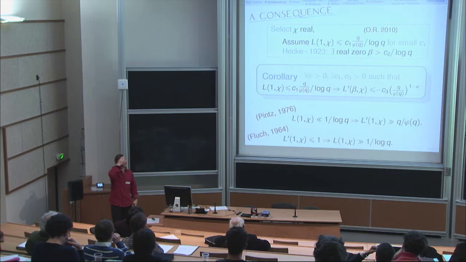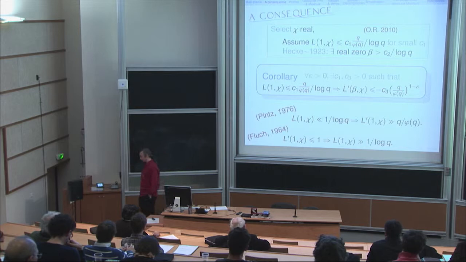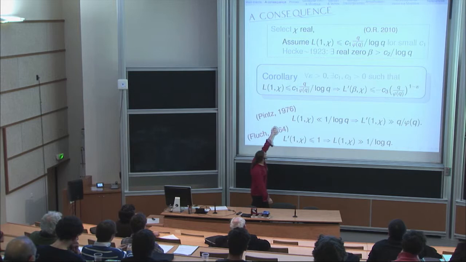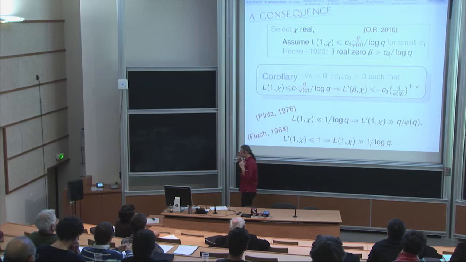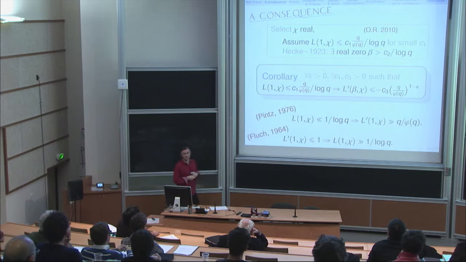So now, how to detect that you have a Siegel zero? You look at L(1, chi), and if it is less than q upon phi of q upon log of q, then you have one. And the corollary that I'm interested in is, if you have a Siegel zero, then call it beta, and look at the value of the derivative of L at beta, then this result tells you that it cannot be close to zero. It's at least a constant.